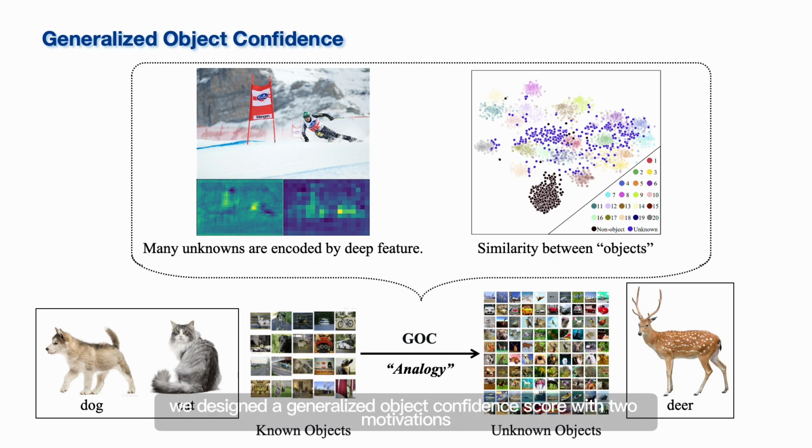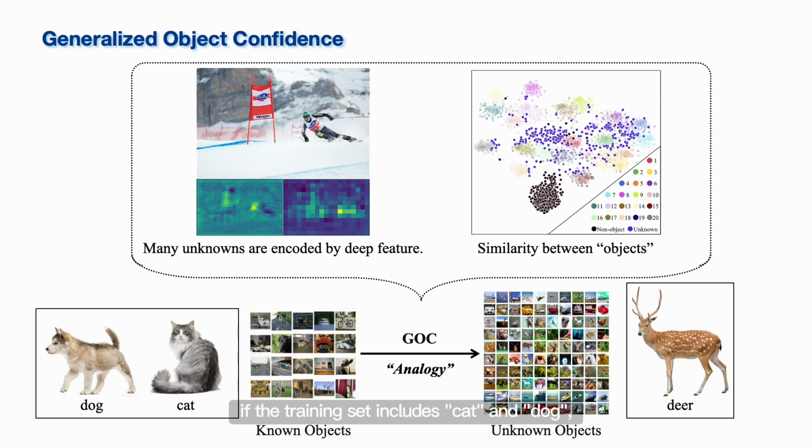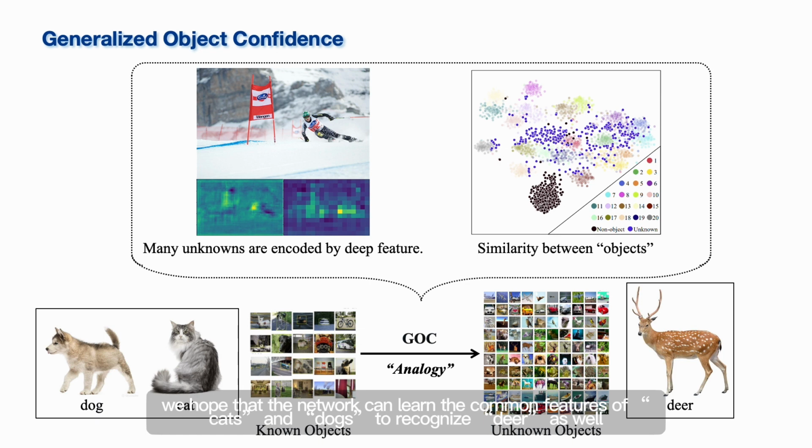To start, we designed a generalized object confidence score with two motivations. Firstly, we found that the deep features extracted by the backbone network actually encode many unlabeled objects. Secondly, the unknown category has a large overlap with known categories in the feature space. This means that many known objects share common features with unknown ones. So we hope that our network can recognize unknown objects based on the features learned from known categories. For example, if the training set includes cats and dogs, we hope that the network can learn the common features of cats and dogs to recognize deer as well.